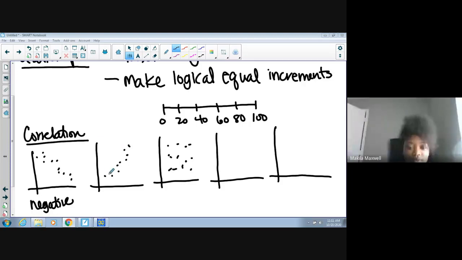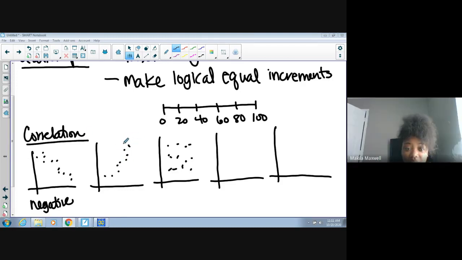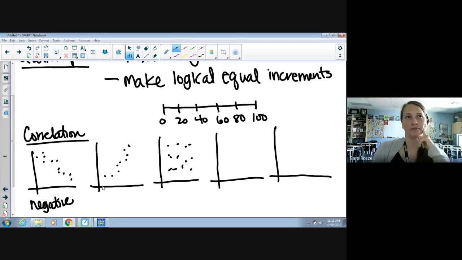In what way is it going? Which way is it going? Is it going down or is it going up? It's going up. So it's positive, right? Yes.